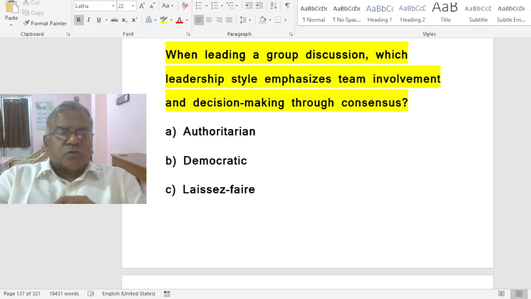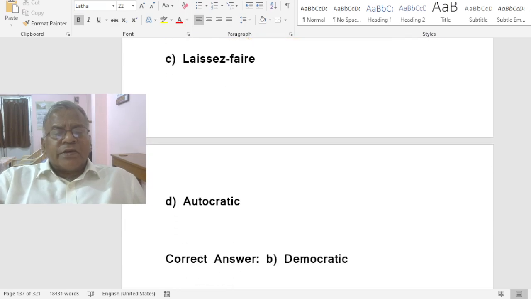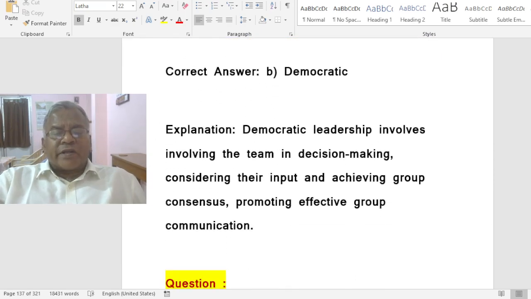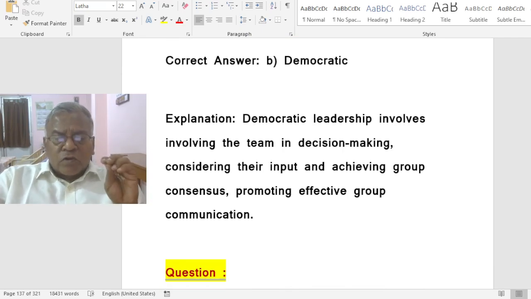That is consensus. A. Authoritarian. B. Democratic. C. Laissez-faire. D. Autocratic. That is democratic. Democratic leadership involves involving the team in decision making, considering their input and achieving group consensus, promoting effective group communication.